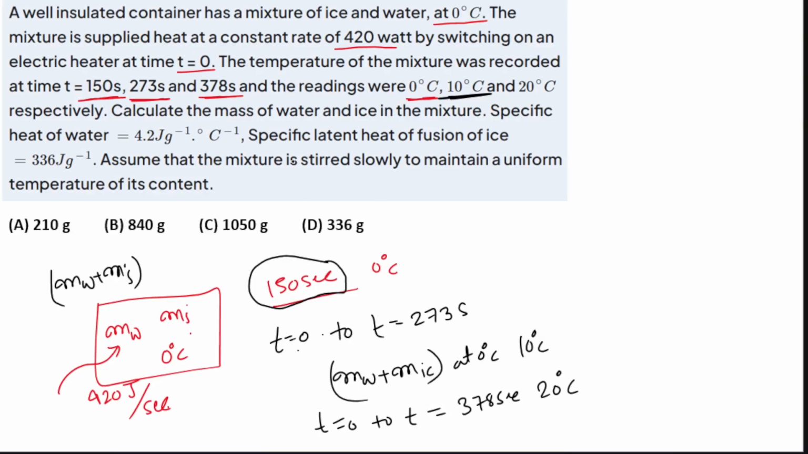Then we have to talk about what we have to calculate. We have to calculate mass of water. Then how can we do that? See, for t equal to 0 to t equal to 150 second we cannot write an equation, but for t equal to 0 to 273, and 0 to 378 we can write.